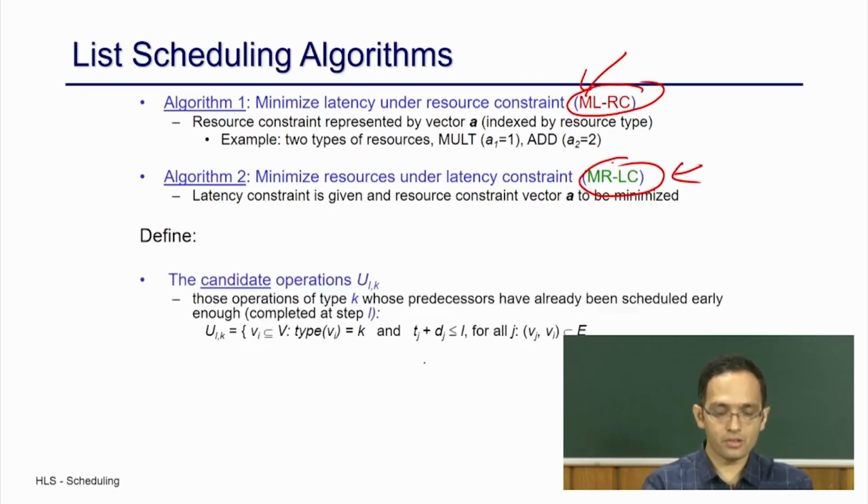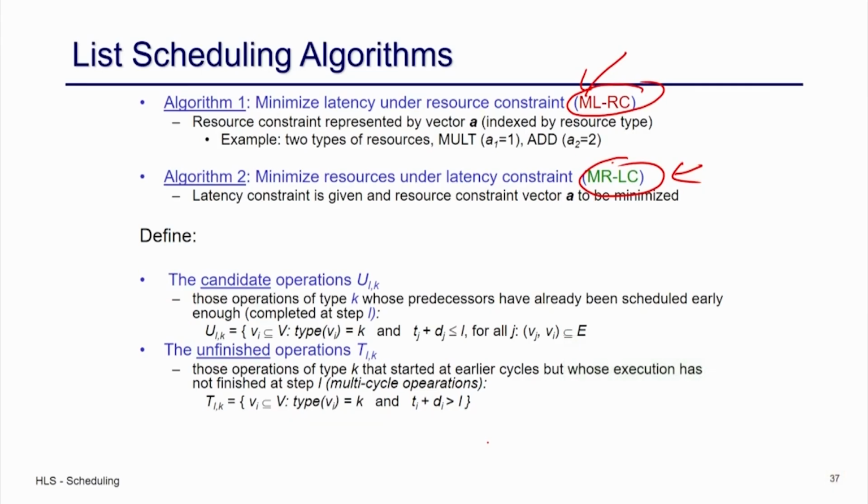So, we have two kinds of variables. The first kind is U_LK, which means those operations whose predecessor operations are already executed. This is the set of operations of type k, because I have to think about each type at a time, multiplier and adder differently; we are not going to merge them. When we schedule the multiplier, we only schedule the multiplier, when we schedule the adder, we only schedule the adder, and so on.